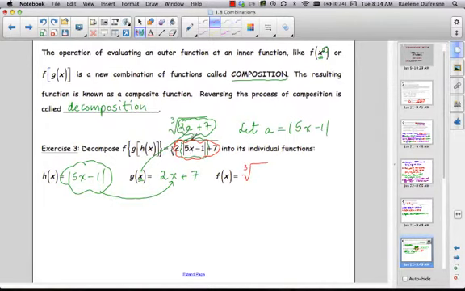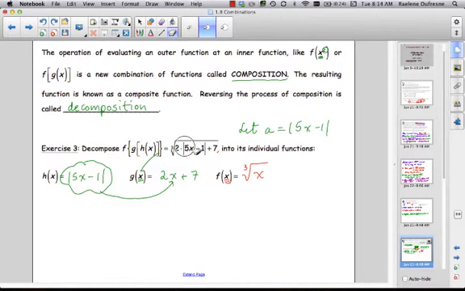And the cube rooting function is applied to stuff. Here the stuff is called x. So this is one example of how we could decompose this function into its individual functions. It's not the only way. We could have broken this function apart.